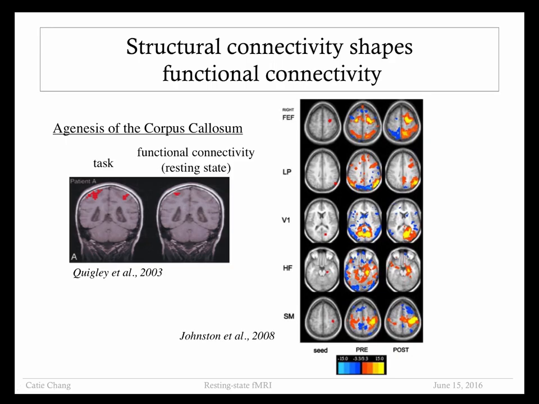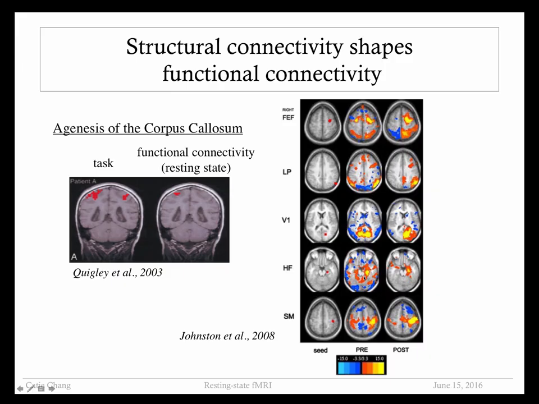And here they were able to look at functional connectivity before and after they had surgery to remove the corpus callosum, and you can see a very big effect of basically bringing the connectivity from bilateral to only one hemisphere for most of these different seed regions, which is what each of these rows corresponds to.